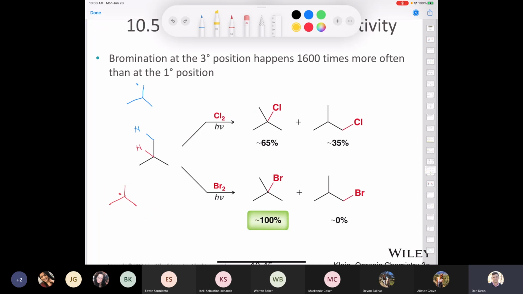So there you go. This has much greater synthetic utility. I mean, come on, anything that will give me 100% yield, I'll take it. If I can get 100% yield, I'm going to run with that. If I end up with something that's a 35-65 mixture, good gravy, then you've got to purify that, and it just gets really annoying. So there you have it.